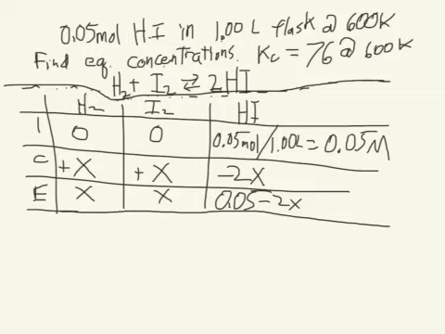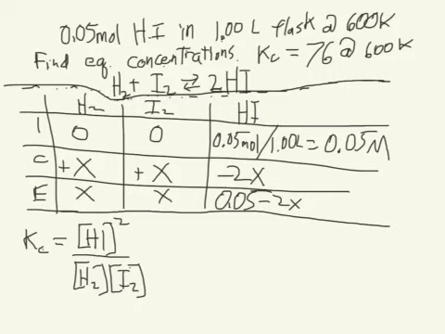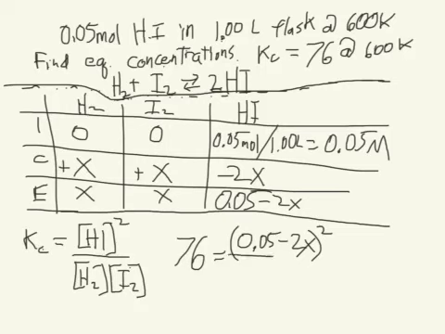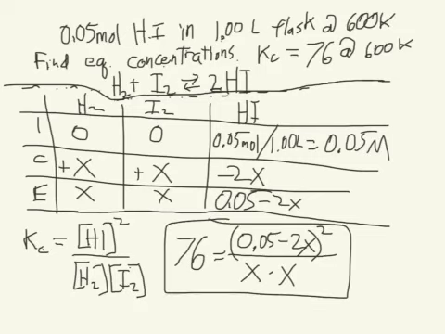We can use the equilibrium constant expression and plug in what we know. The equilibrium constant at 600 Kelvin is given as 76. That's our concentration at equilibrium of HI, and we square it. And our hydrogen concentration at equilibrium is x, and also our iodine concentration. So that's our equation we can use to solve for x. I'm going to take this equation and move it to the next page.